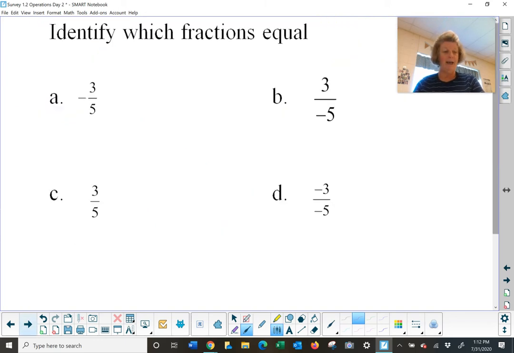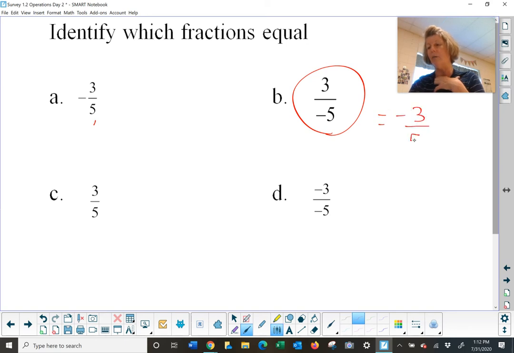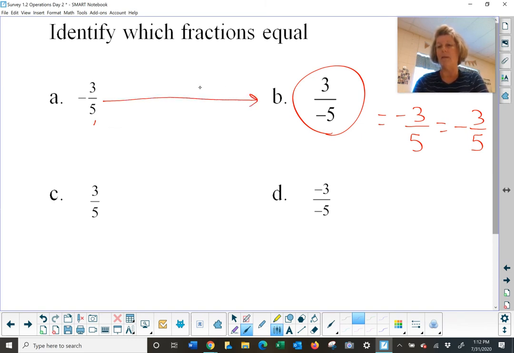All right. I think we are nearly done here. Identify which fractions are equal. And this is, do you know how to read the negative signs? I have -3/5. Is this also -3/5? Yes, right? That negative sign could be moved to the top. It also could be written out front. All 3 of those are equal, like I stated with the equality sign. So A and B are a match. These are equal.